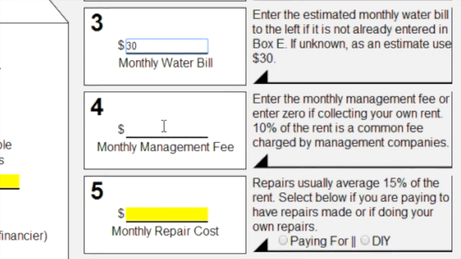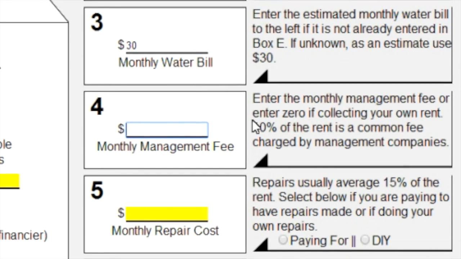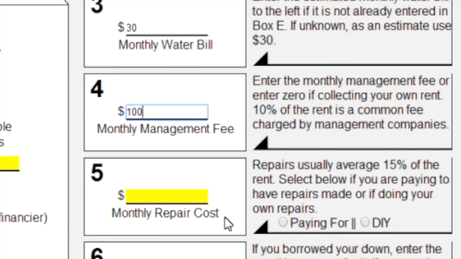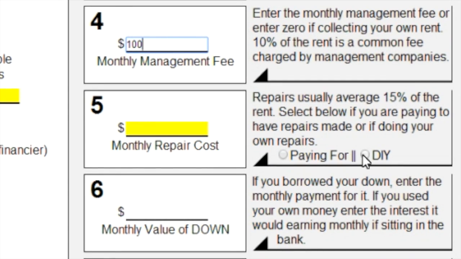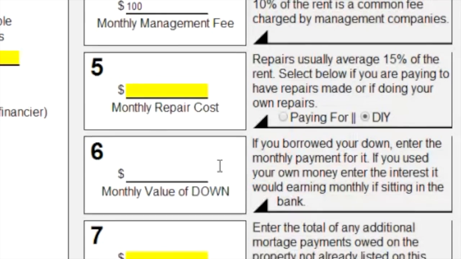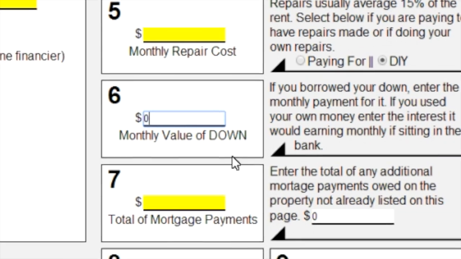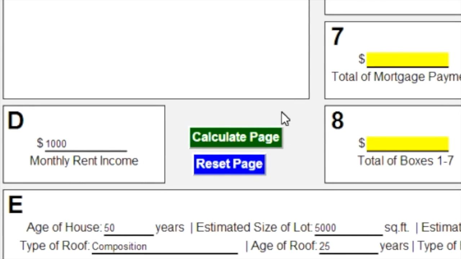Monthly management fee, usually it's about 10% of the rent. So since the rent is $1,000 a month, I'll put $100. I'm going to do my own repairs, so I'll put do it yourself, no cost or very little cost. Monthly value of down, I didn't put a down payment, so there's going to be no monthly value of my down payment. Now I'm ready to hit calculate page.